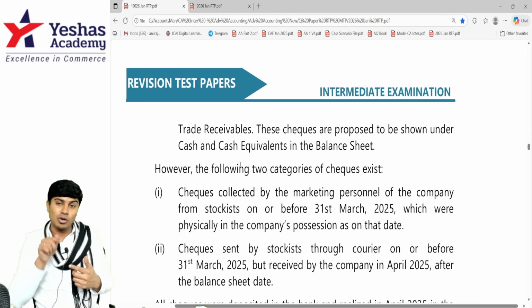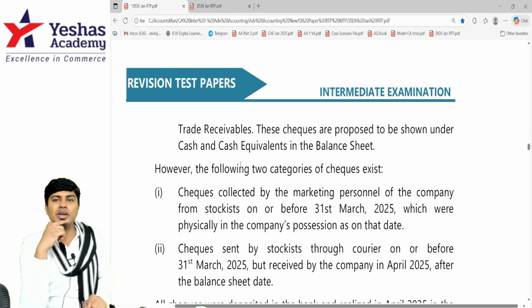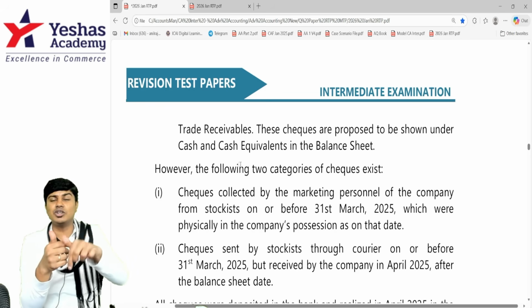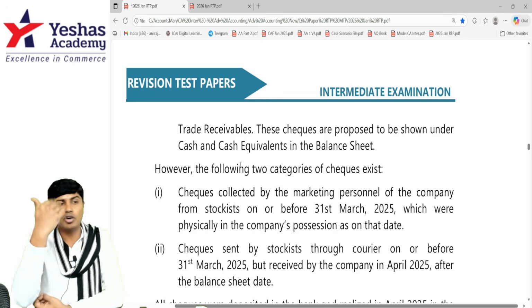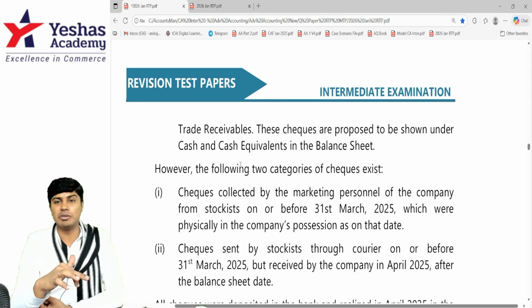What if I send a cheque by courier? The courier person is not your employee. So the courier agent has it on 31st March. You receive the cheque only after 31st March. You receive the cheque on 3rd April, 4th April. So there is no condition existing on the balance sheet date. You don't have to record it as your asset.